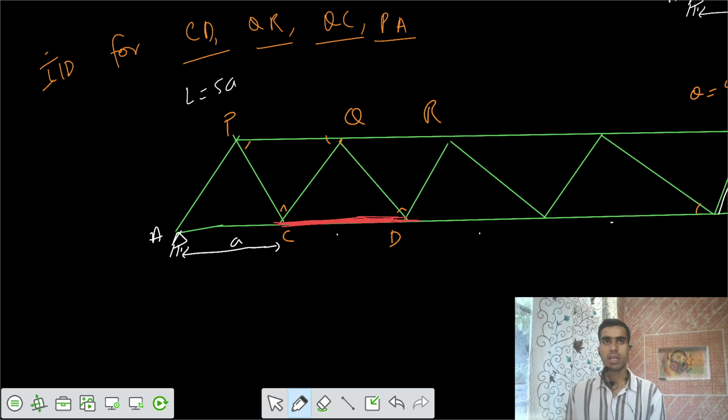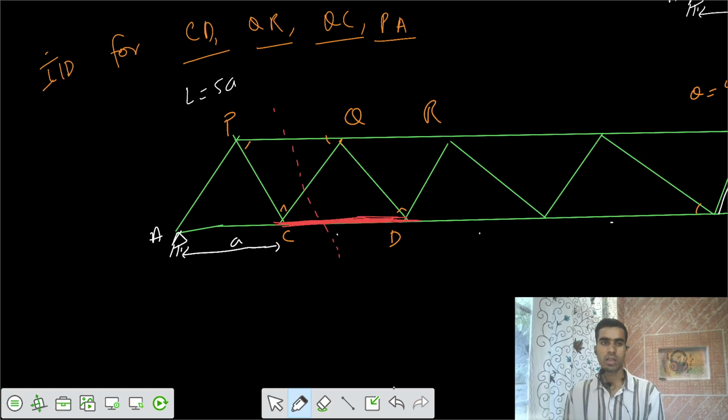So for calculation of the CD, we have to cut the section in such a way that the CD calculation is easier. How can you cut the section? You can cut in this way, or in this way also. I would cut closer to the support. Let us make a section in this way.